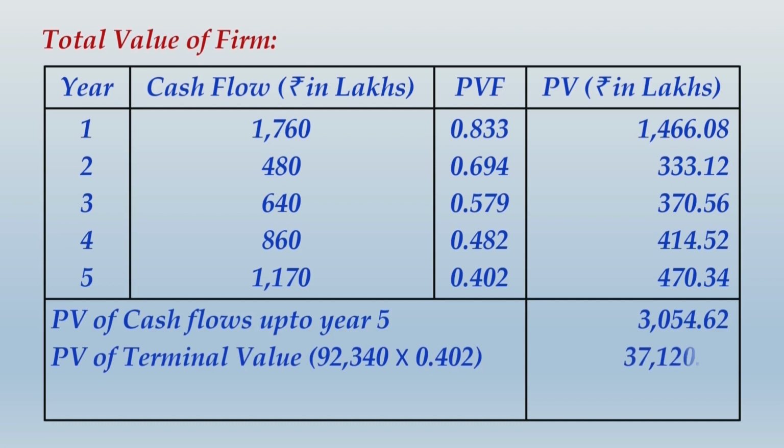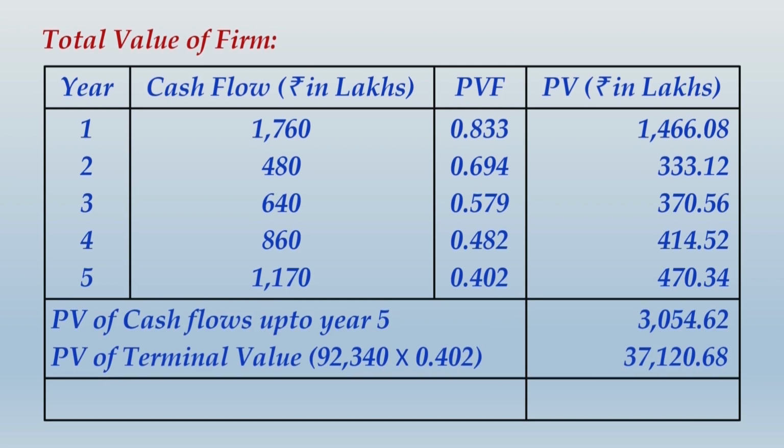To this we have to add the present value of terminal value, which will be 92,340 into 0.402 in terms of lakhs, and that comes to 37,120.68 lakhs. Aggregate will be the total value of the firm. First you work out this whole thing and then I take you ahead.